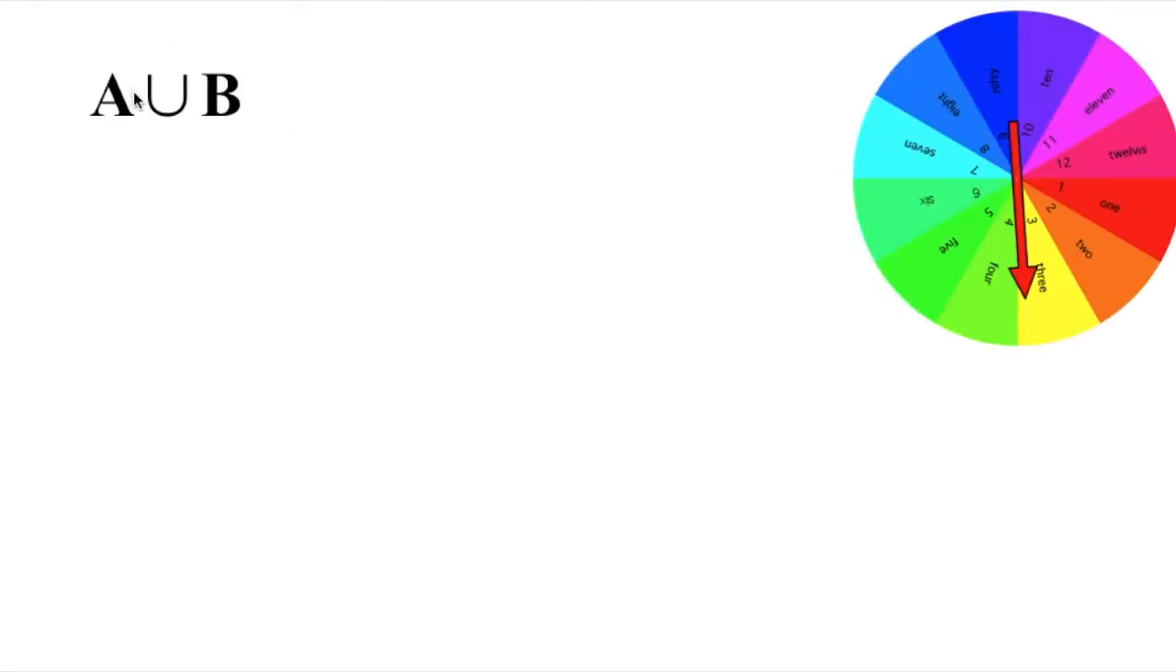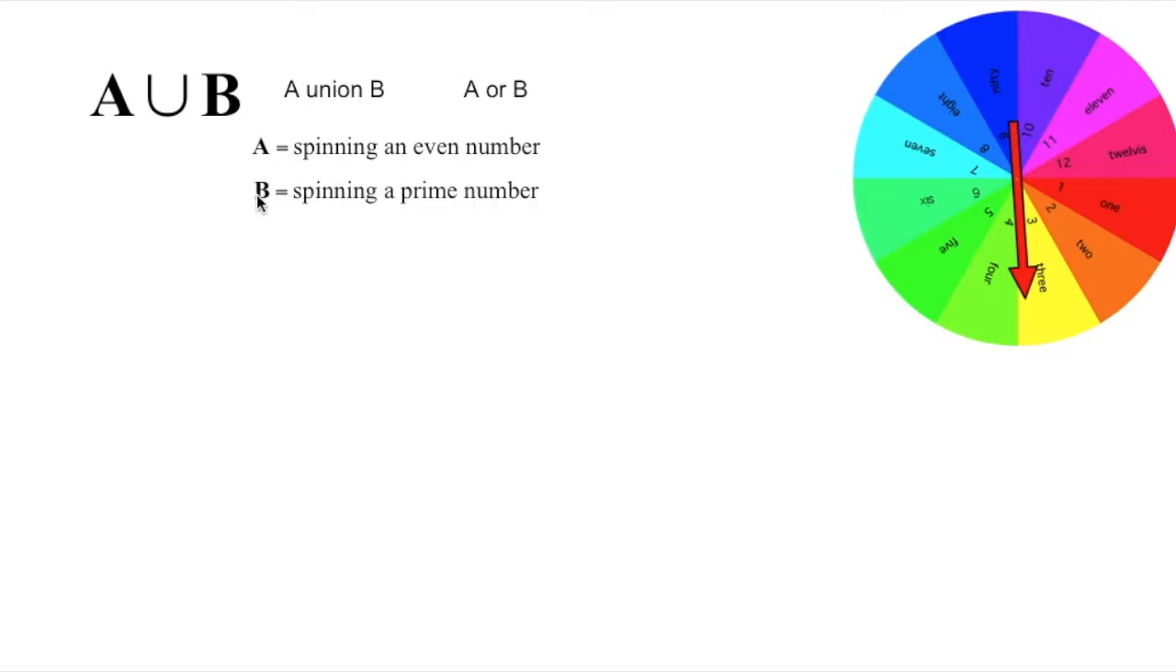So let's look at union and intersection. We talked about them a little bit before. A union B. Union, we could also think of it as or, like A or B. If A is on the spinner, spinning an even number, and B is spinning a prime number, you would win if A or B comes up. If you spun an even number or a prime number, you win. A would be 2, 4, 6, 8, 10, 12. B would be 2, 3, 5, 7, 11. You win if A or B happens.